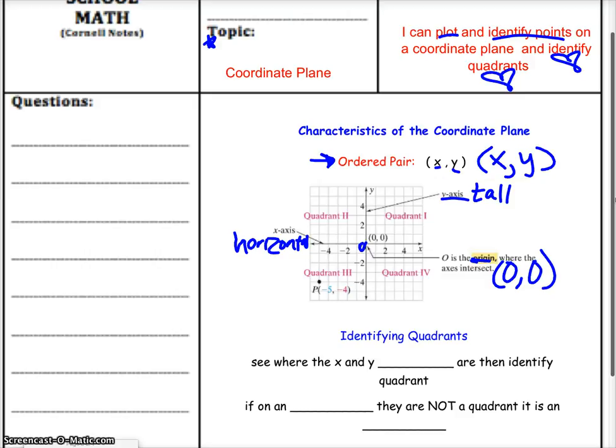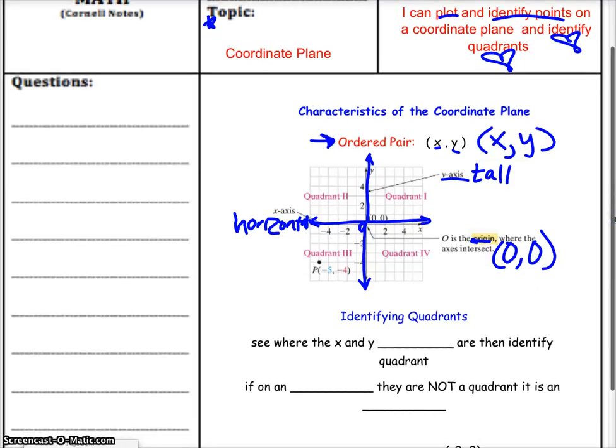And then you have quadrants. The axes created a quadrant. Notice that the axes look like a T. Well, they created different sections. And we must know how to name these sections. The first one is always the top right. That's quadrant 1. And then you go in counterclockwise order. Quadrant 1, quadrant 2, quadrant 3, quadrant 4. So there's 4 quadrants, and you need to know that.